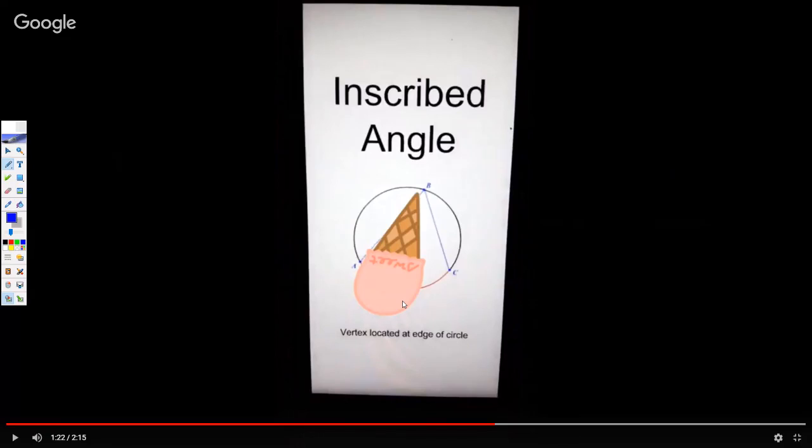Basically, think of this. If you look at ice cream at Brewster's, the top of the ice cream cone's the bigger part, right?